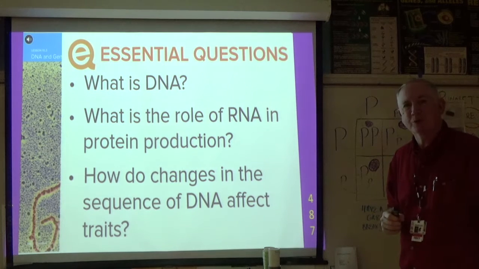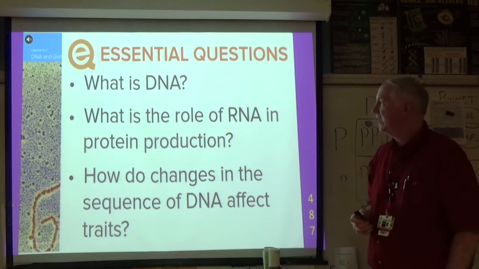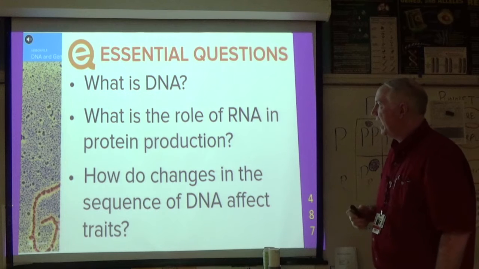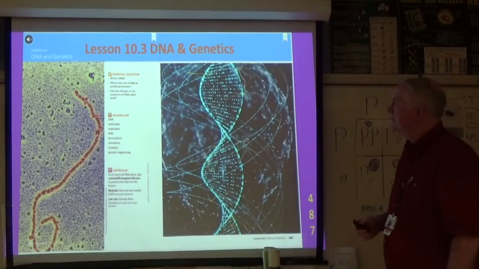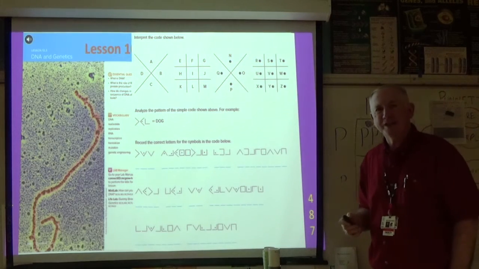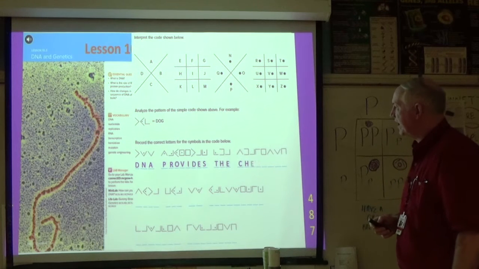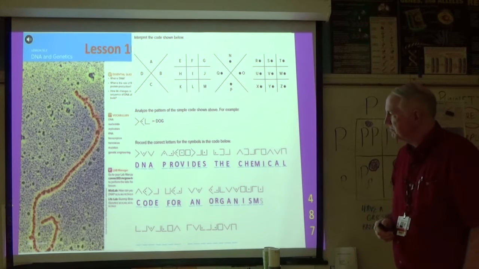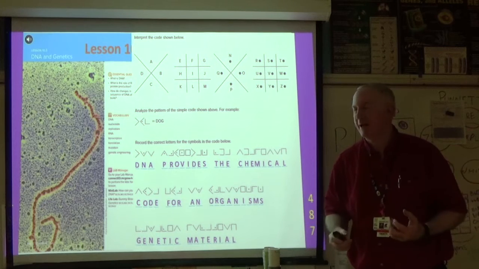Our essential questions are: what is deoxyribonucleic acid? What is the role of ribonucleic acid in protein production? Remember, proteins are the key to everything. And how do changes in the sequence of DNA affect traits? We did this code in class together, and hopefully you remember the answer is DNA provides the chemical code for an organism's genetic material. And that really is the heart and key to what we're learning about here.